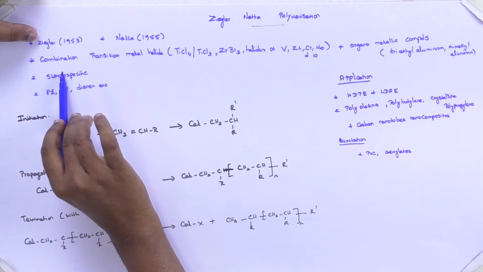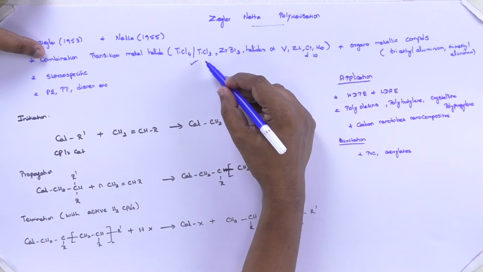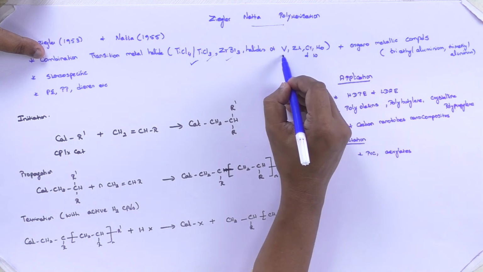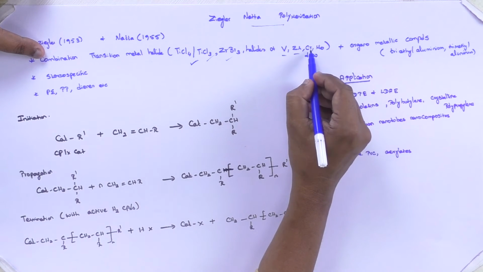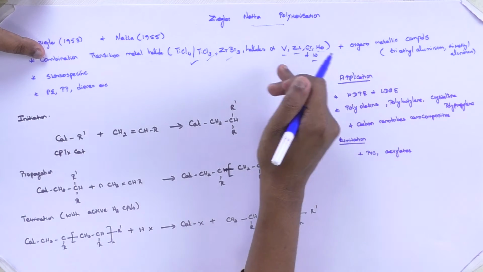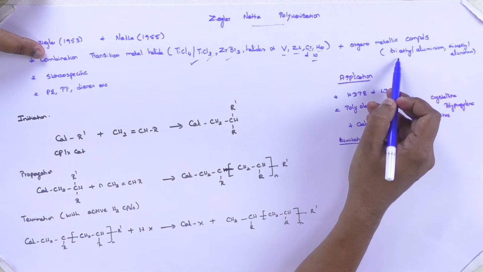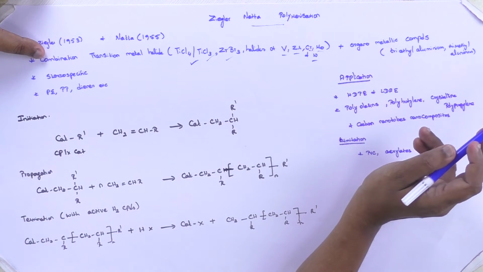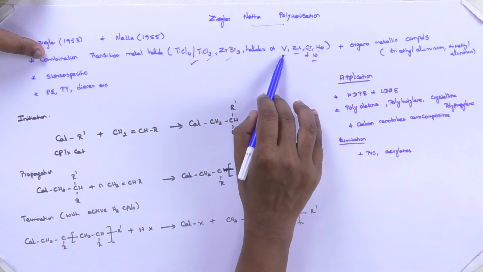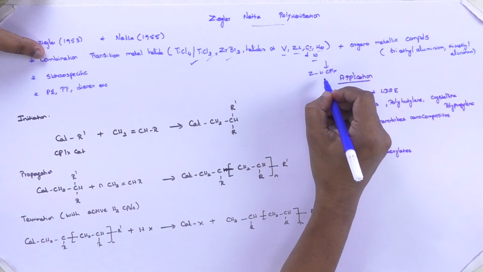They took a combination of transition metal halides such as TiCl4 or TiCl3, zirconium halides, or even halides of other transition metals such as vanadium, zirconium, chromium, molybdenum, tungsten. So, they took halides of these transition metals and combined them with organometallic compounds such as triethyl aluminium or trimethyl aluminium to form a complex. This complex is called the Ziegler-Natta complex. I am writing it as ZN complex, Ziegler-Natta complex.